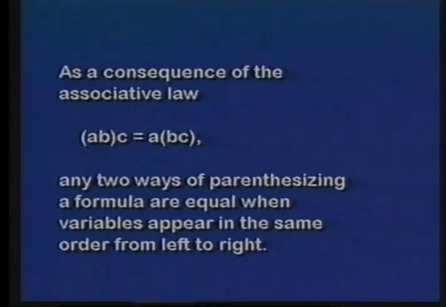As a consequence of the associative law, the product of AB times C is equal to the product of A and BC. Any two ways of parenthesizing a formula are equal when variables appear in the same order from left to right.